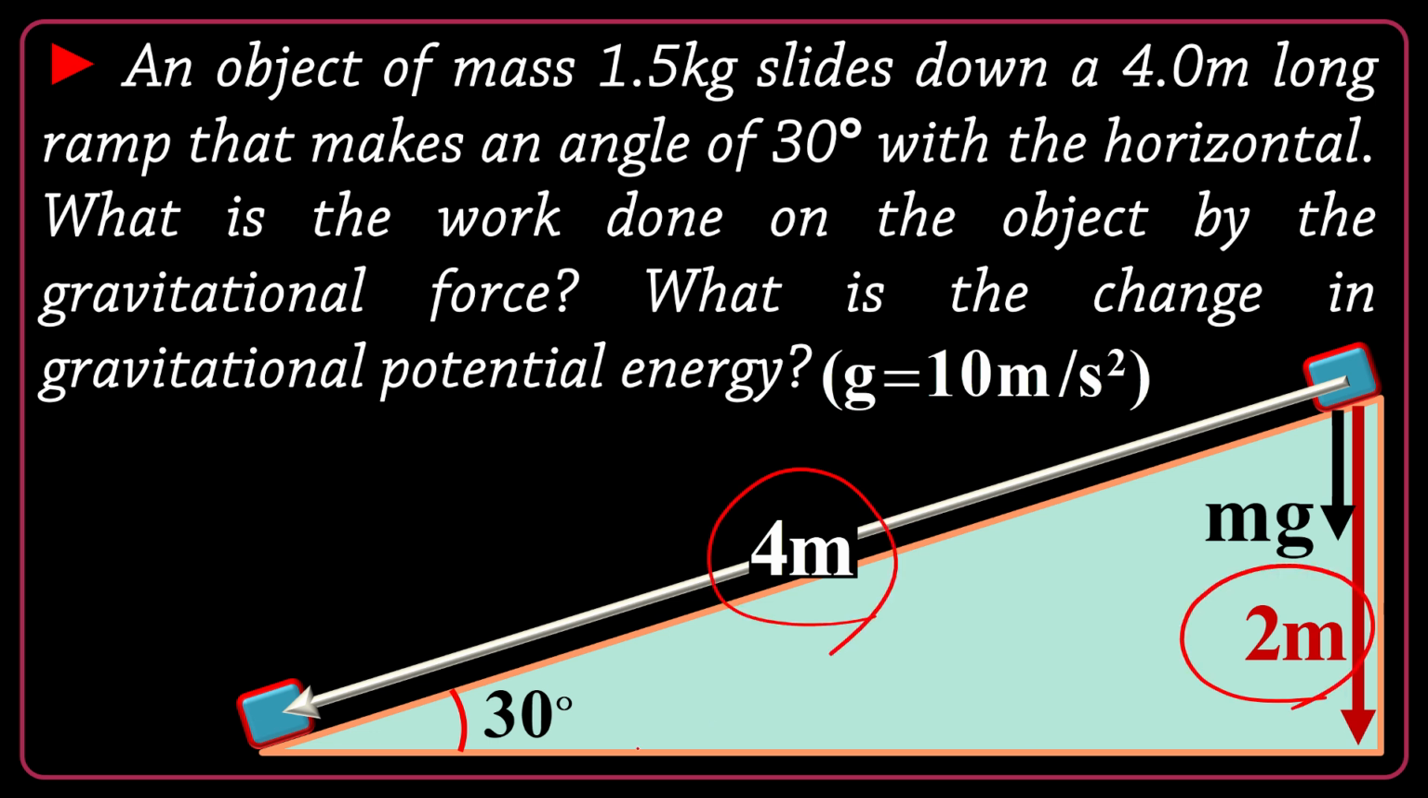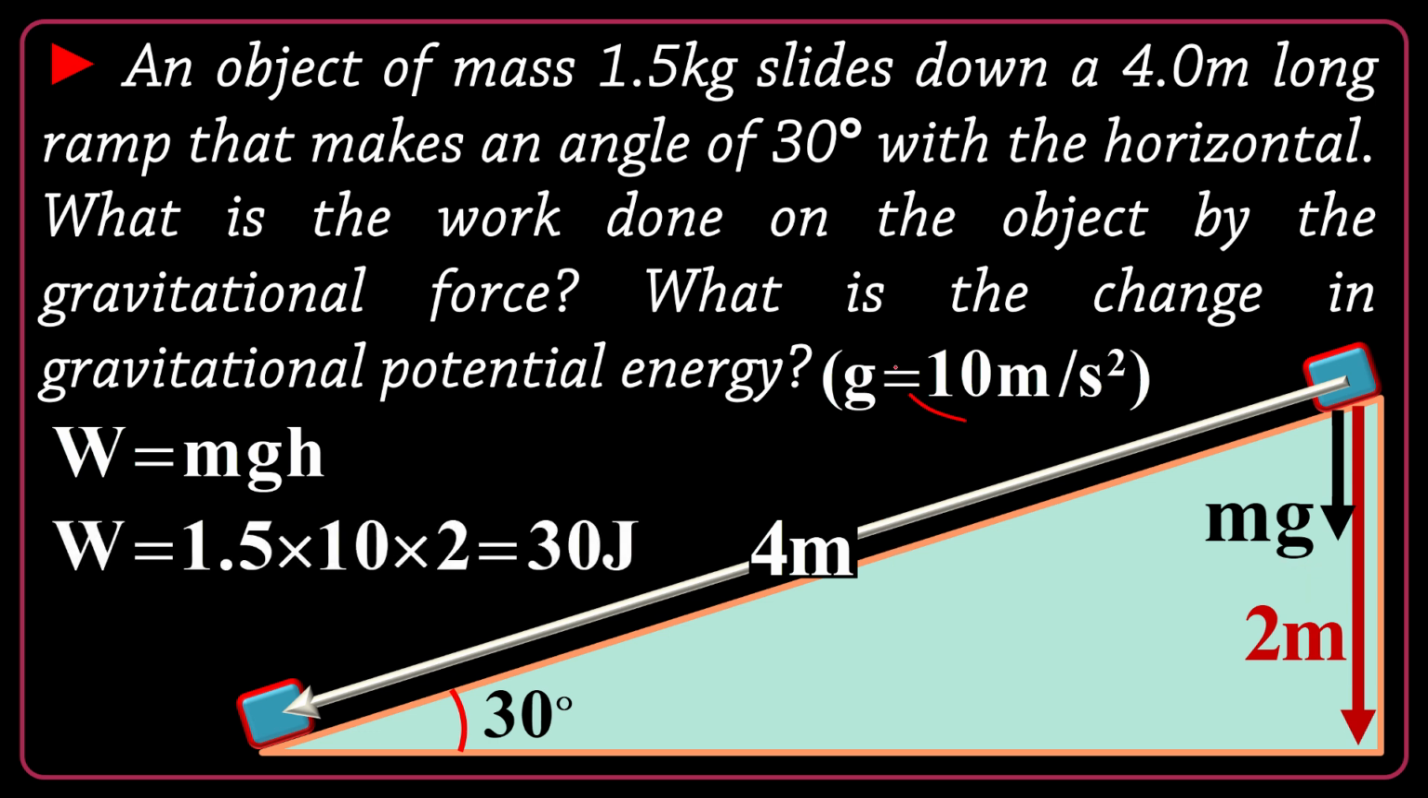We won't use 4. So let's find the work done. mg, the force, times effective displacement. Now it's 2 meters. Let's plug in the values. G is given as 10. It's very easy. Mass and displacement. 30 joules. The last part of the question, what's the change in gravitational potential energy?